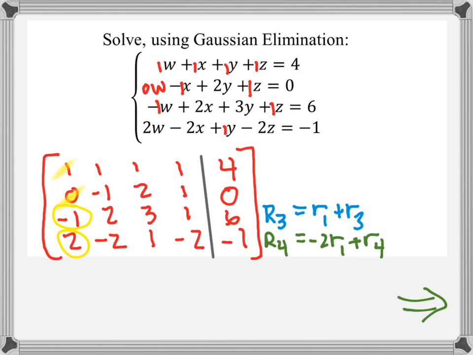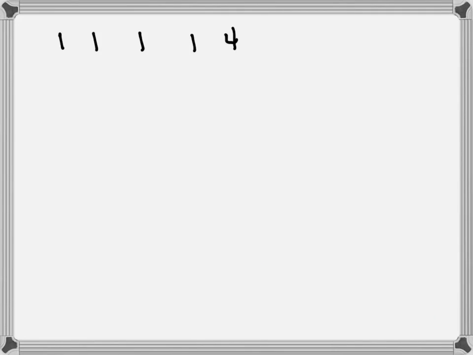Okay, so on the next slide, we will write the resulting matrix. Our first row doesn't change. We have 1, 1, 1, 1, 4. Our second row doesn't change: 0, -1, 2, 1, 0. And performing the row operations, 1 plus -1 gives us 0. 1 plus 2 is 3. 1 plus 3 is 4. 1 plus 1 is 2. 4 plus 6 is 10.